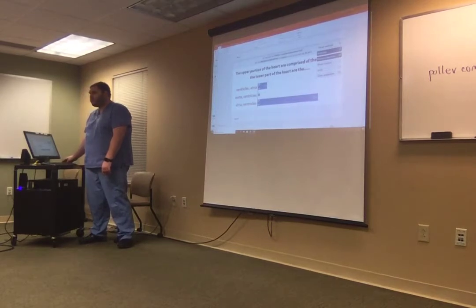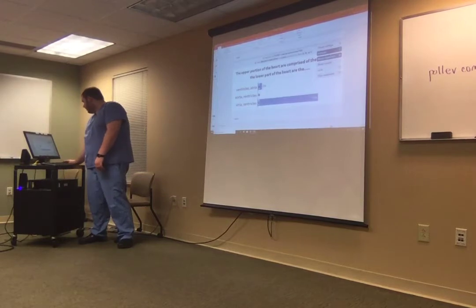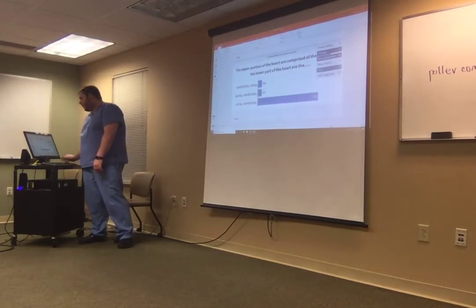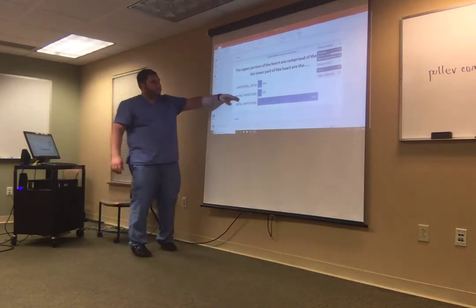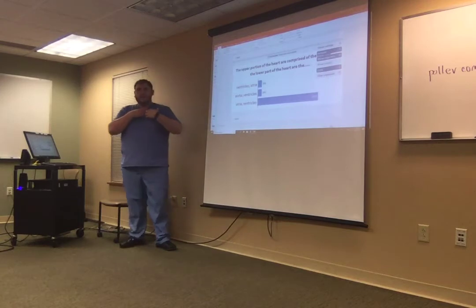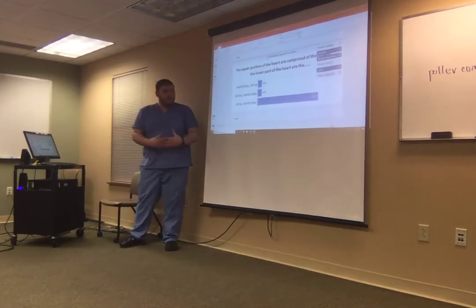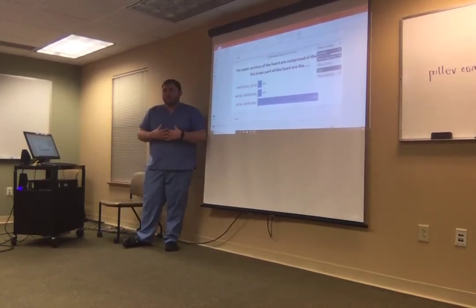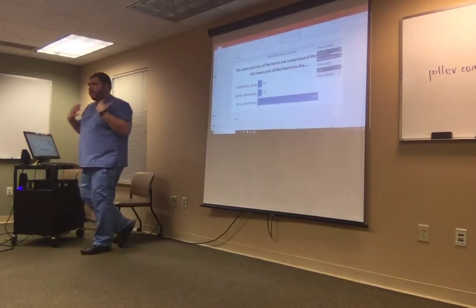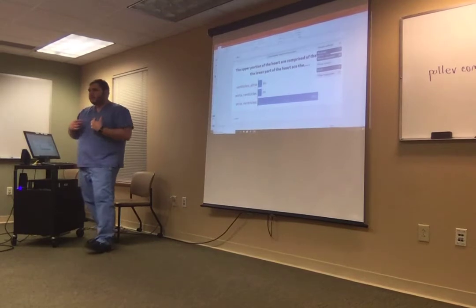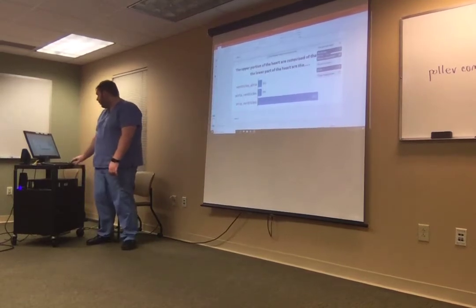All right, did everyone have a chance to answer? So the upper part of the heart is our atria. So you have the right and left atria up at the top, and then the ventricles are down at the bottom. Okay, and the ventricles allow us to pump blood out to the body. The ventricles are the lower chamber.